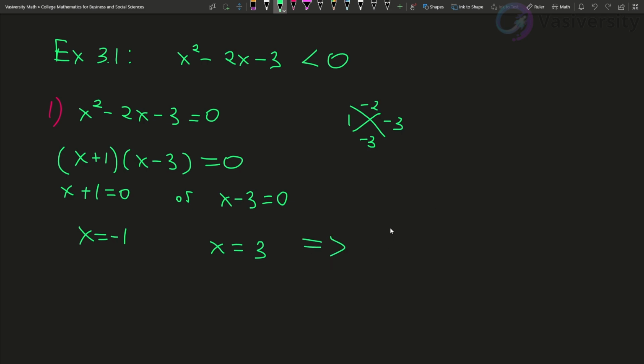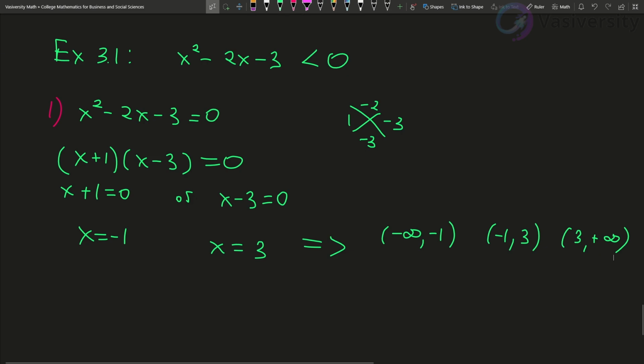We have an interval from -infinity to -1, not included because it's going to be 0 at those points. Then we have an interval from -1 to 3, and from 3 to positive infinity. Here we have to think of when the expression is actually less than 0. In this case, there's going to be only one interval.